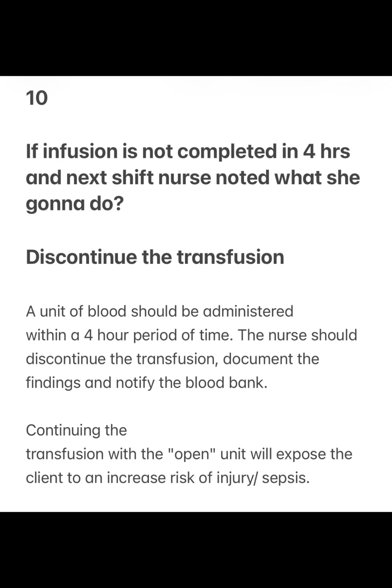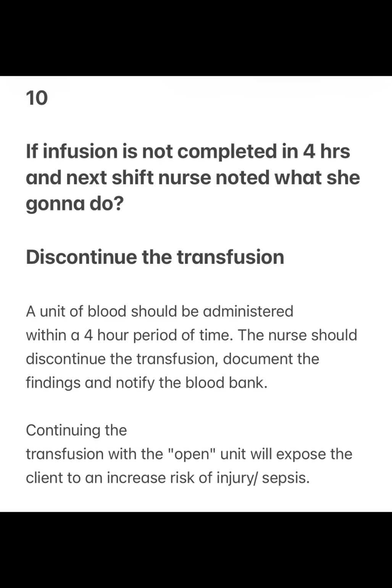Imagine at 6 o'clock I hung the blood product and went home. At 10 o'clock the new nurse came in and noted that the blood is still running. What's going to happen next? The next nurse is going to discontinue the transfusion. The reason is a unit of blood should be administered within a 4 hour period.